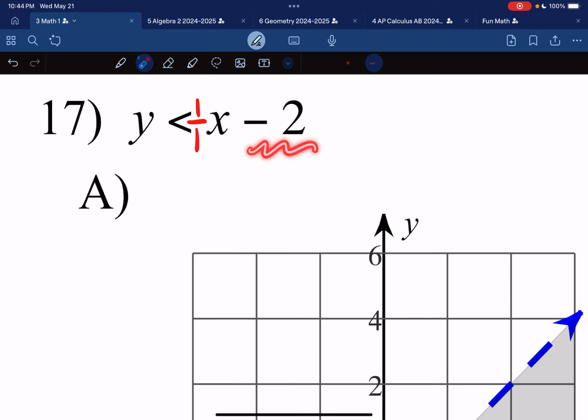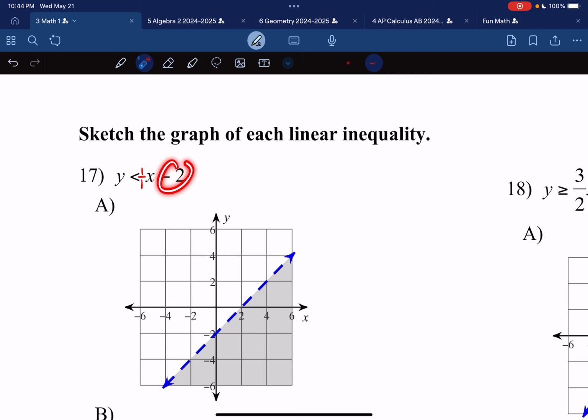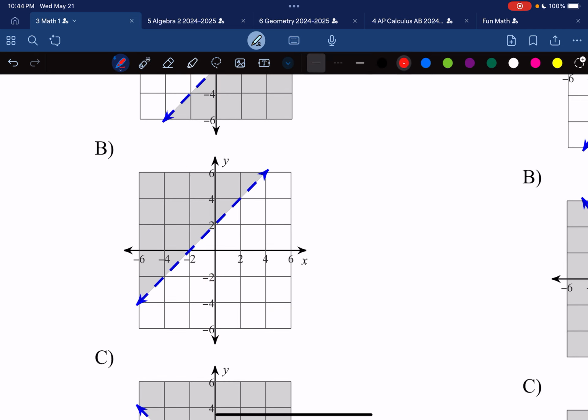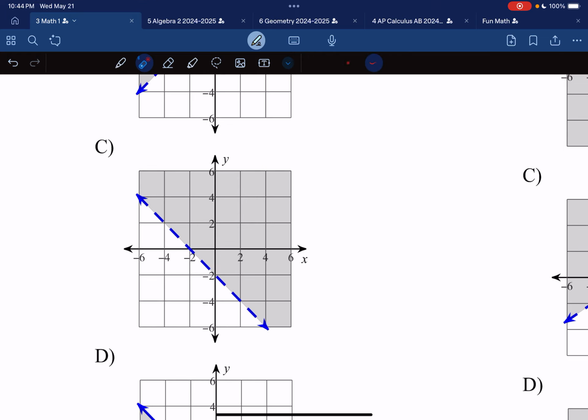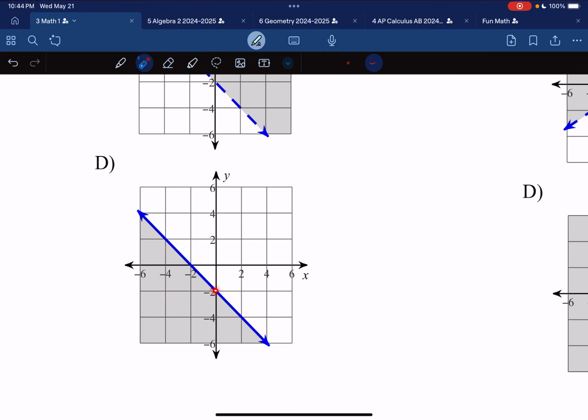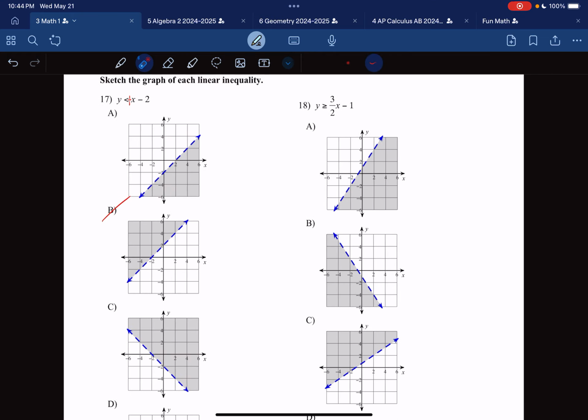Let's check the y-intercept first. So for each of these, we should have a y-intercept of -2. So y-intercept of -2, good. Y-intercept of -2, bad. Y-intercept of -2, good. Y-intercept of -2, good. So we've only eliminated B from the y-intercept.